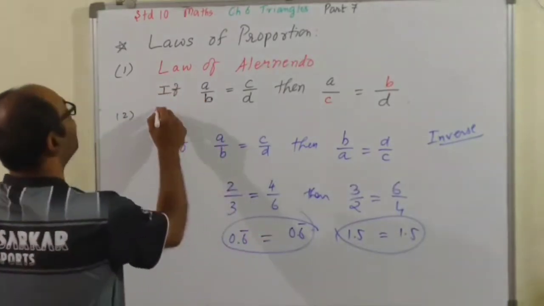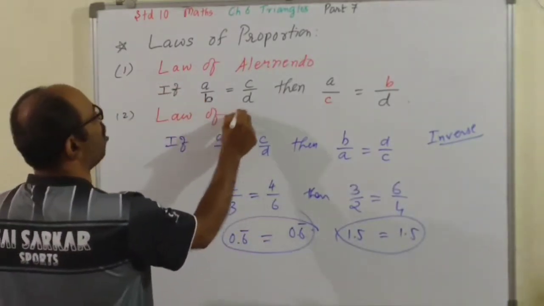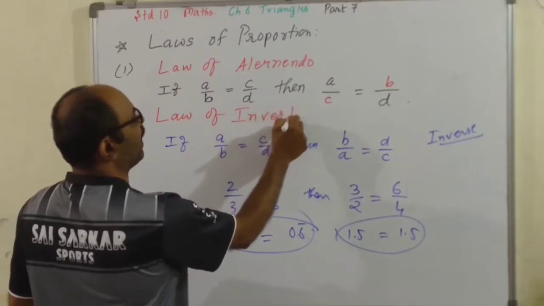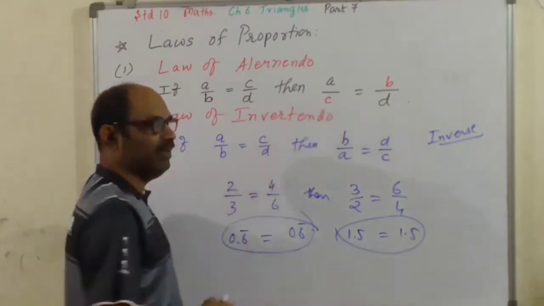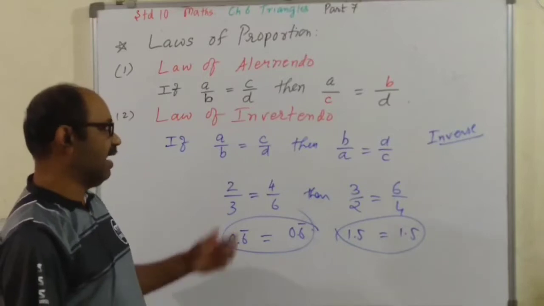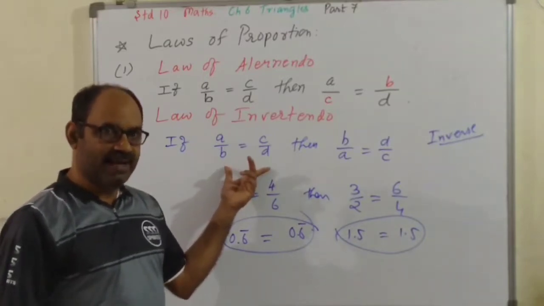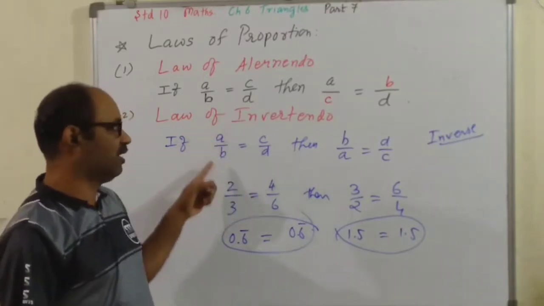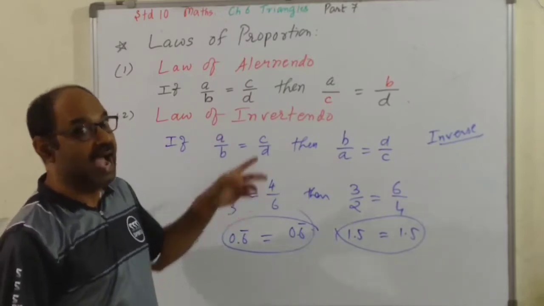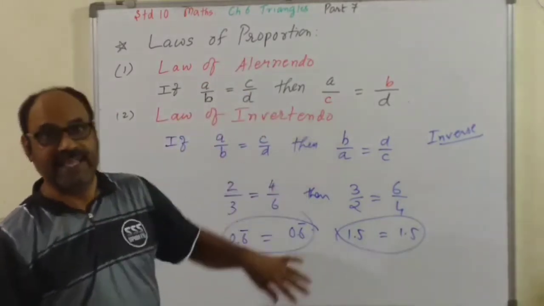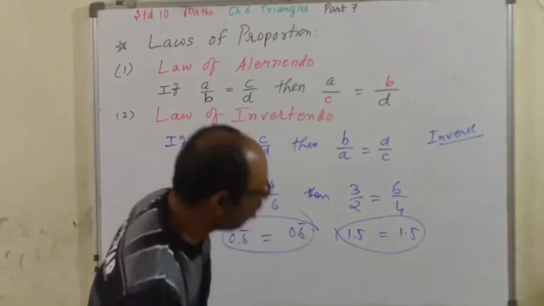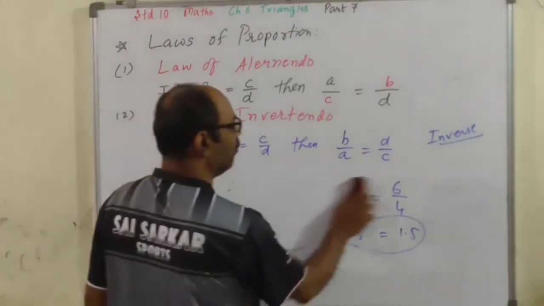Inverse. That's why this second law is called the law of invertendo. The law of invertendo states that if A, B, C, D are in proportion, or if we have two equal ratios, A upon B equal to C upon D, then B upon A equal to D upon C. This law is called the law of invertendo.